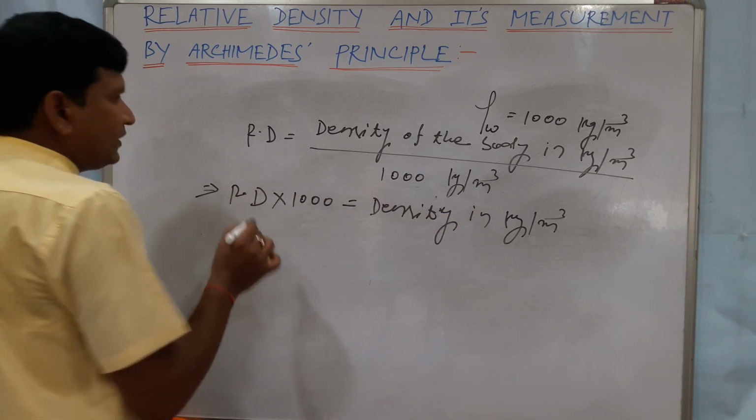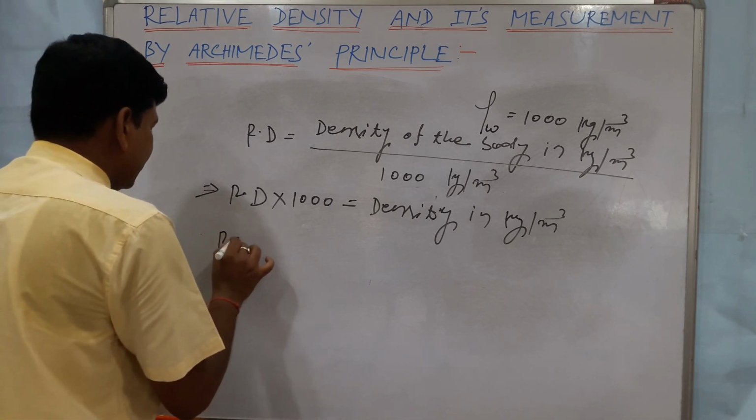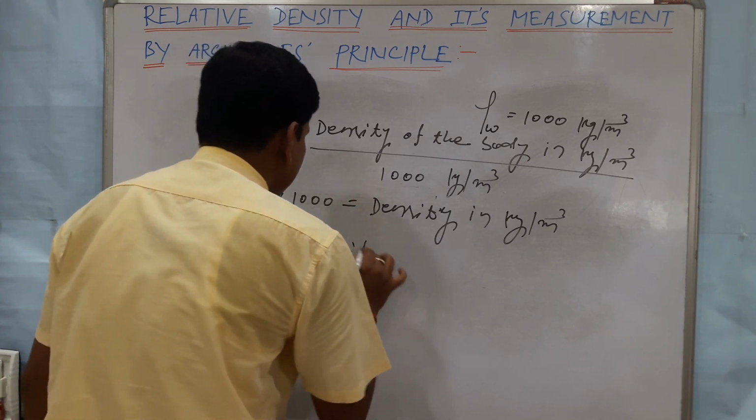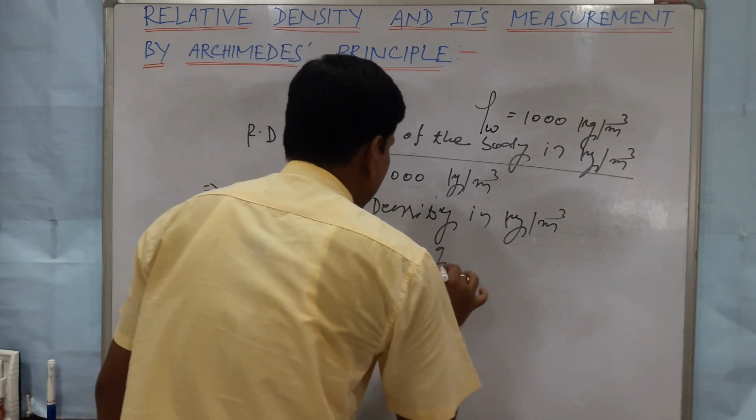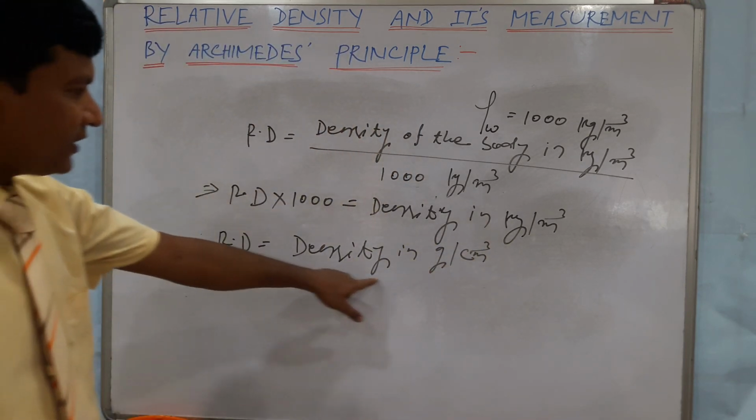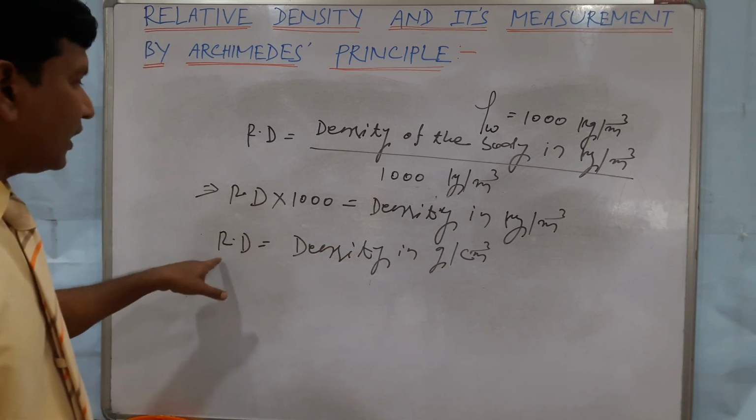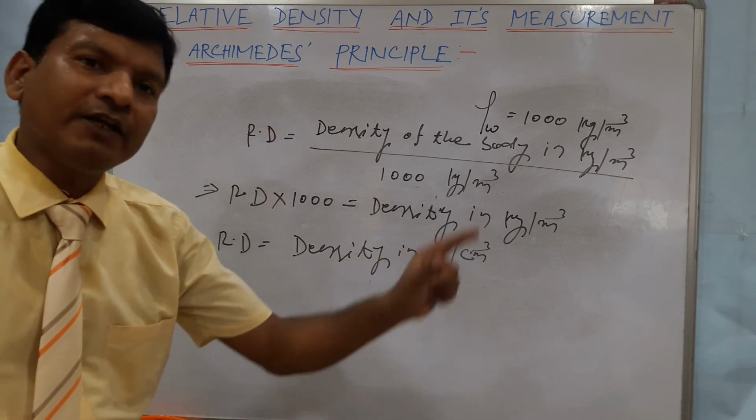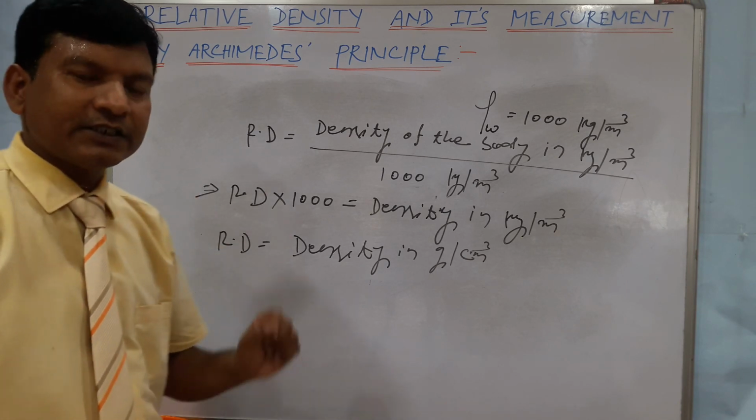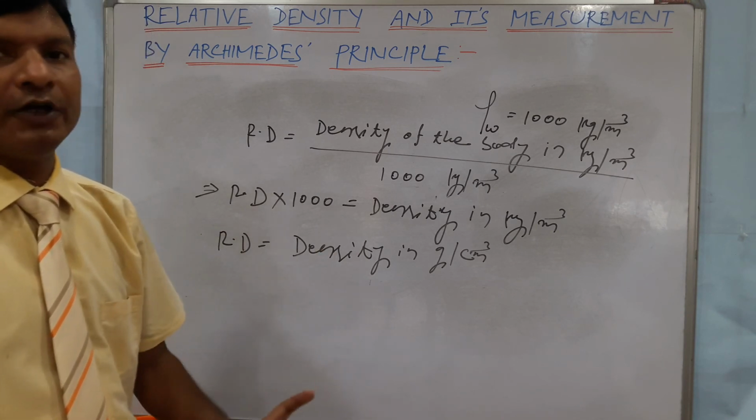Now another is there: if the density is given in CGS unit, then relative density is equal to density in gram per centimeter cube. That means if the density of the substance is given in gram per centimeter cube, then the relative density will be the numerical value of that density, whatever is given. Since relative density does not have any unit, you will not give any unit, it is just a pure number.